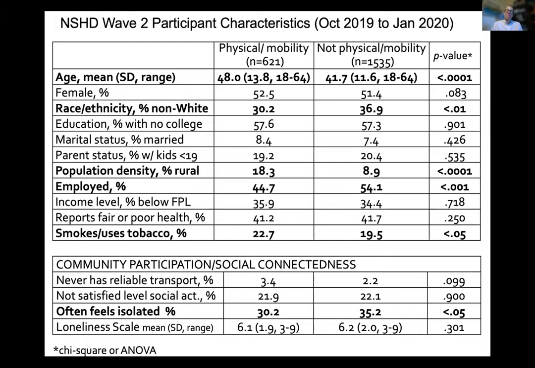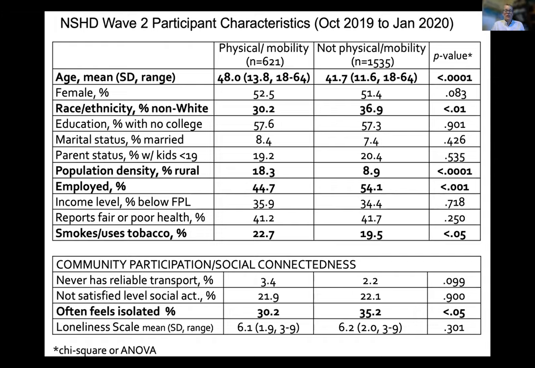This rather busy table compares our mobility disability group in the second column to our all other disabilities group in the third column. The physical mobility disability group had 621 respondents and the other disabilities group had 1,535 respondents. And we compared the two populations to see how they were similar and different. The mobility disability group was significantly older with an average age of 48 years, significantly less likely to be non-white. The mobility group was also significantly more likely to live in a rural area, significantly less likely to be employed, and significantly more likely to smoke or use tobacco. So a little bit different demographically.